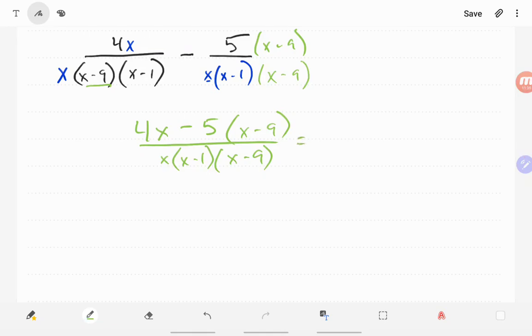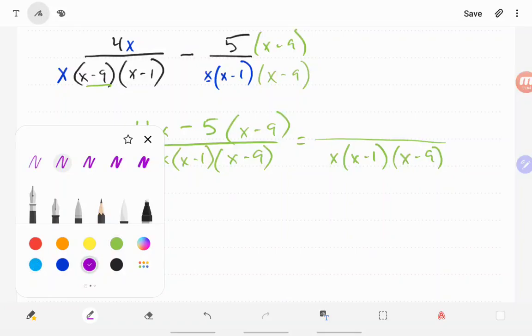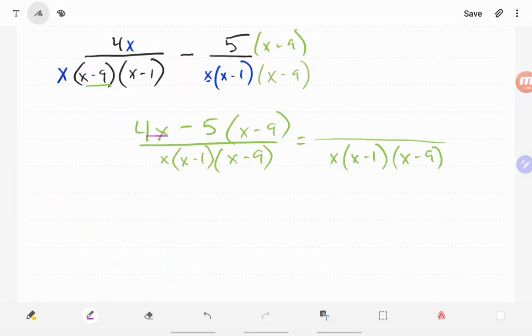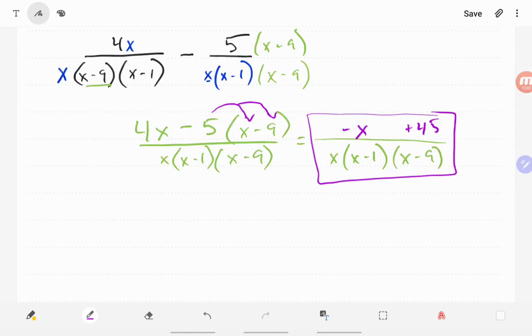I'm going to leave that one as is. And then I'm going to multiply out that numerator. So I've got 4x minus, well, that's going to be minus 5x and plus 45. So I've got a plus 45 and 4x minus 5x, which is negative x. There we go. There's our final answer.